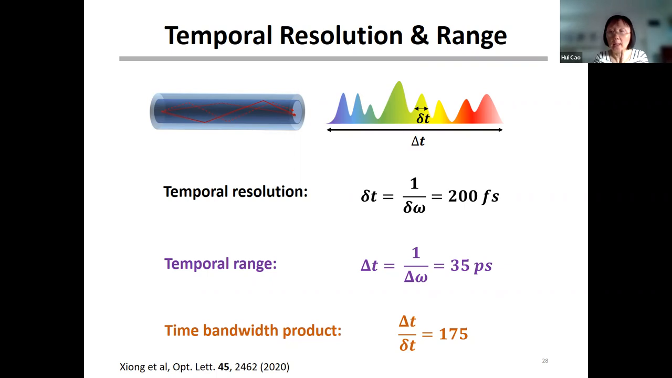We can also independently adjust the temporal resolution and the temporal range. As I said, if you use a larger bandwidth reference pulse, you can have a finer temporal resolution. If we use a longer fiber or a more dispersive fiber, we have a larger differential group delay, and then we can increase the temporal range. So we can adjust resolution and range separately in this multimode fiber.